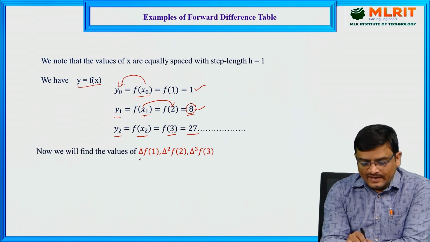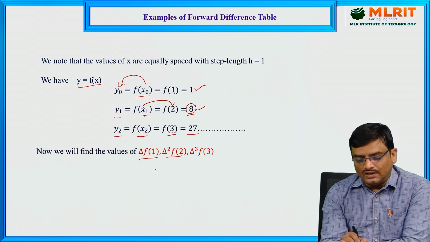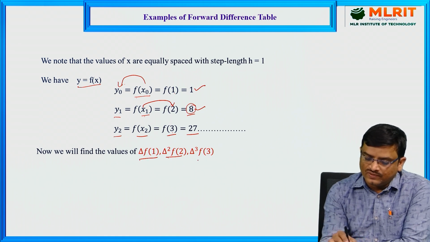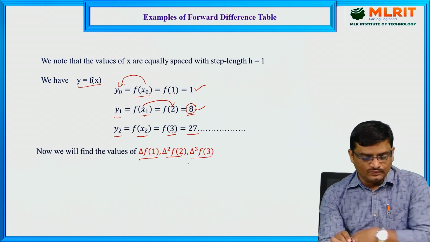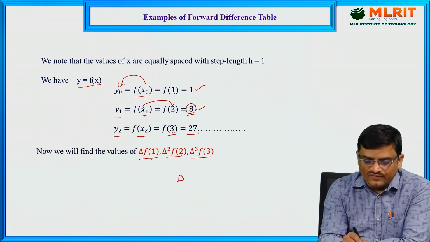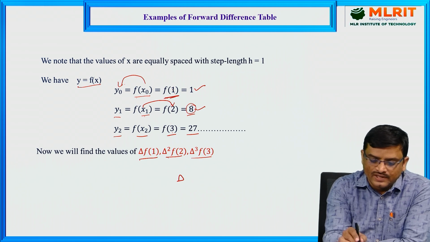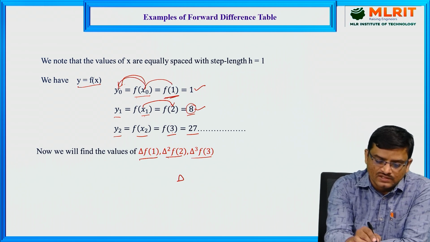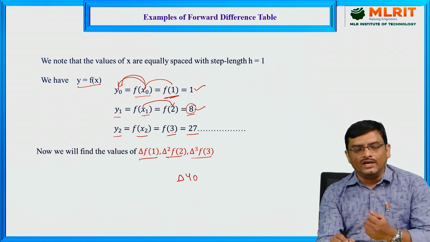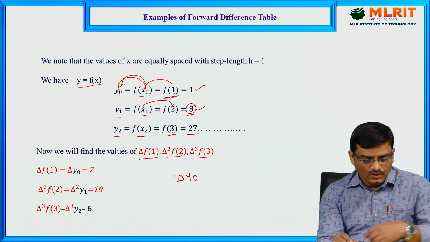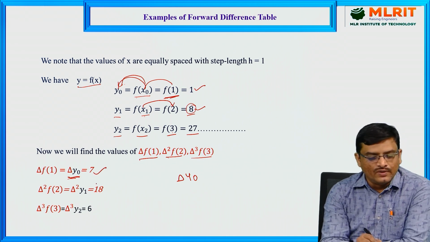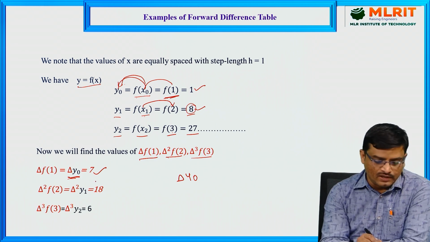Now our task is finding the value of delta f of 1, delta square f of 2, and delta cube f of 3. These are the values we have to find out. Keep the delta as it is, and f of 1 is nothing but f of x naught, which is represented with y naught. So delta f of 1 is delta y naught, and in the forward difference table we got delta y naught is equal to 7.